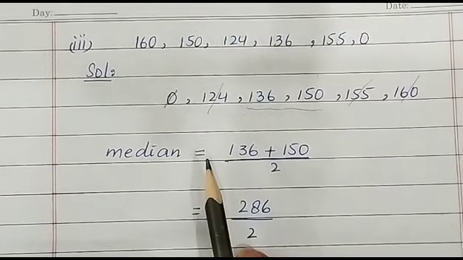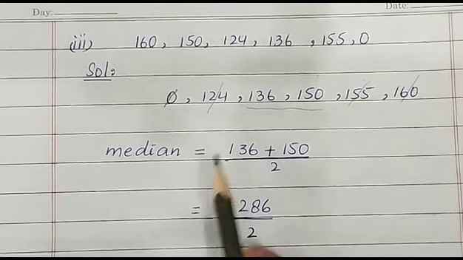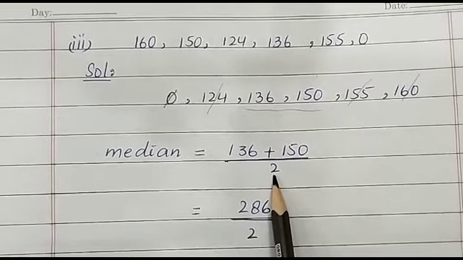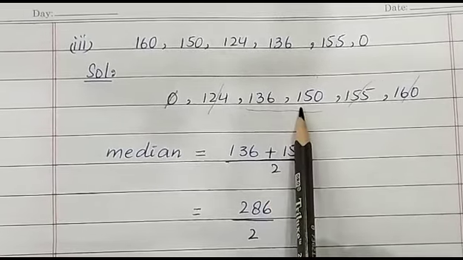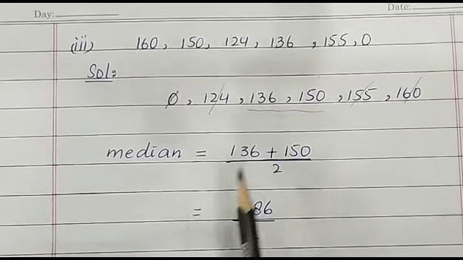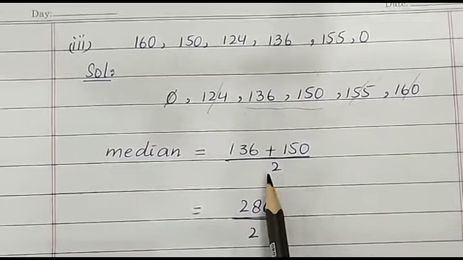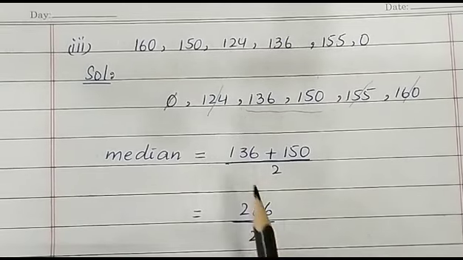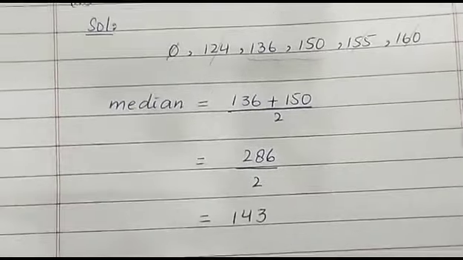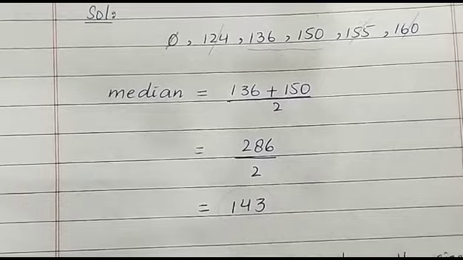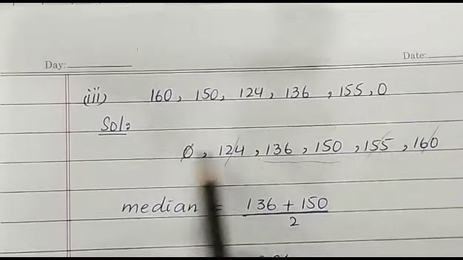How are we going to find the median? We are going to add these two quantities and then divide by 2. That means we are going to first add these quantities and then find out the half of that value. So 136 plus 150 divided by 2. 136 plus 150 is 286. Divided by 2, the answer will be 143, and 143 will be the median of this data.